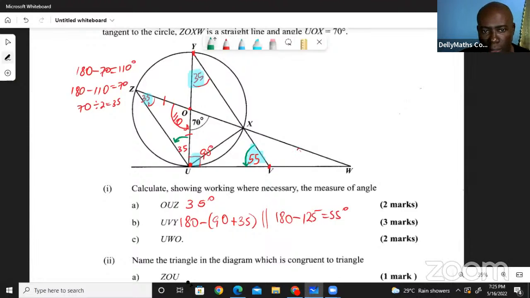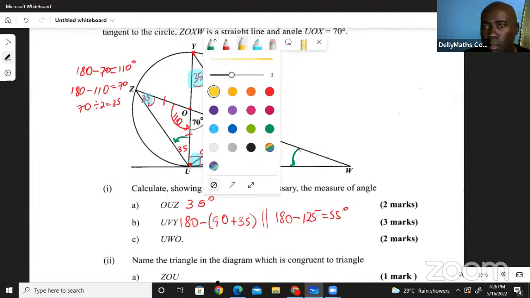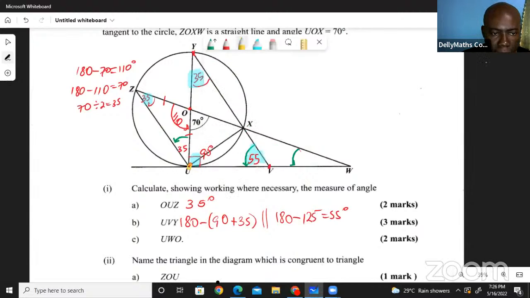Let me mark this angle. They're asking us to find that. If we think carefully of the triangle in question, let me use another color, we could just mark yellow, all right? Look at this triangle right here. You want to look at the triangle I just pointed out, the angle UWO. There's a triangle UWO. We have 70 and we have 90 already, so definitely we could easily find the third.